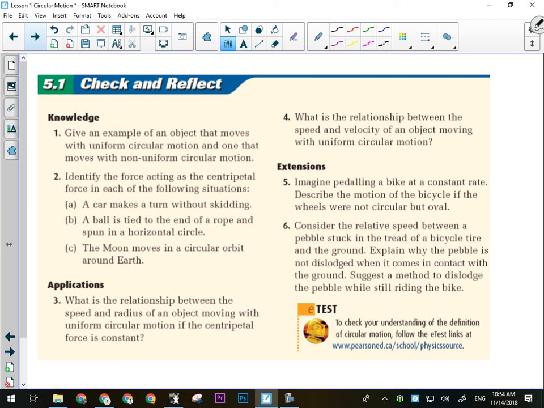Okay. All right. For question number 5 here, if you're pedaling a bike at a constant rate, describe the motion of the bicycle if the wheels were not circular but oval. Would that be a smooth ride? No, because what's always changing about the wheel? Yeah, its radius, right? At some points the radius is quite large, which means at those points you're going to go slower. And when you're dealing with the skinny part of the oval, that part would go faster, okay? Which is why you'd have that sensation of up, down, up, down. There'd be parts where you go faster, parts where you go slower, because the radius is changing, okay?